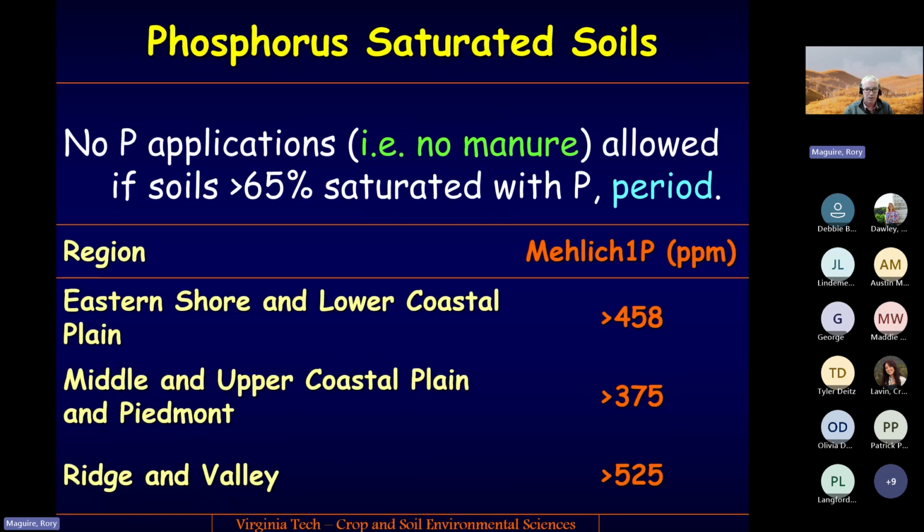So in the regulations, once you get up to 65% saturated, you're not allowed to apply any phosphorus, which means you're not allowed to apply any manure. So depending on the region that you're in, for example, Eastern Shore, Lower Coastal Plain, if you're above 458 parts per million phosphorus, you're not allowed to apply any manure. So these are obviously very high elevated levels. You only need 55 for maximum optimum crop growth. So these are well above those levels, but these are just to protect the environment, prevent excessive phosphorus losses.